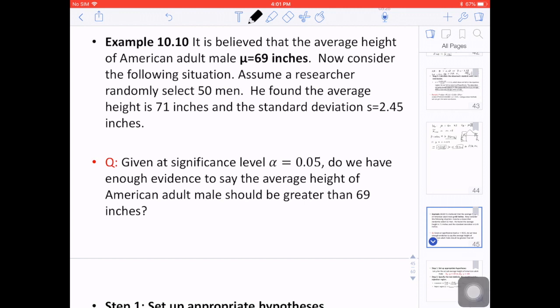Okay, so example 10.10, and I will give you 1 minute to read through the question. You can pause the video if you want.